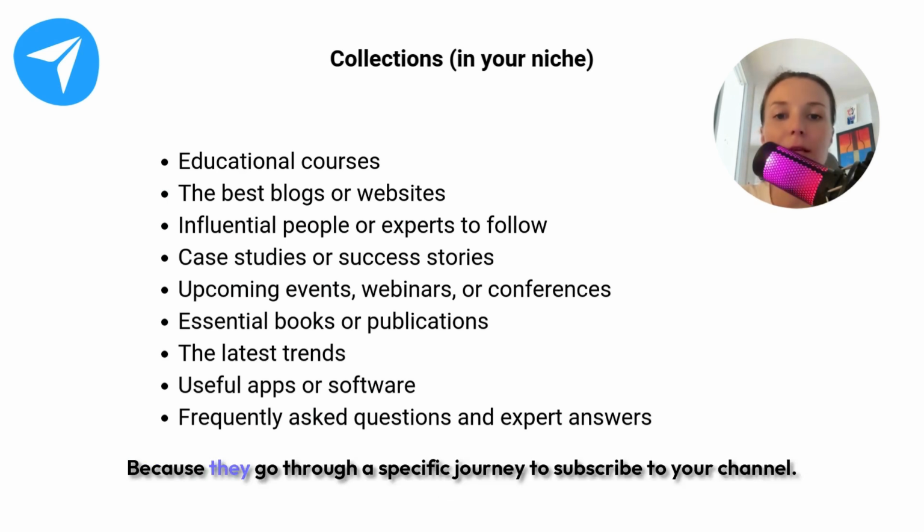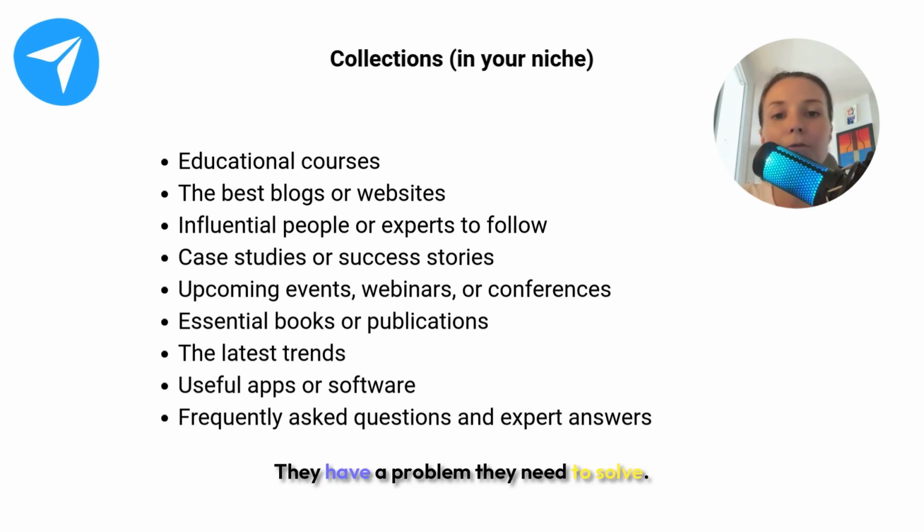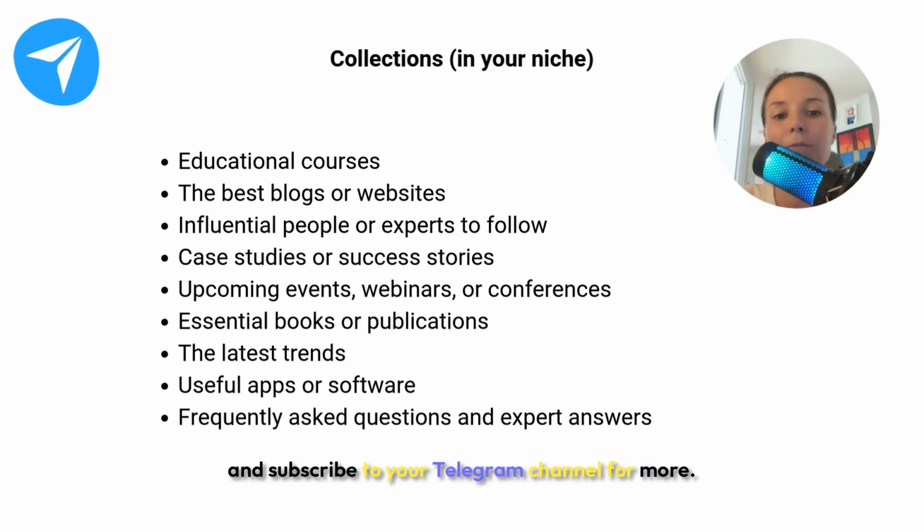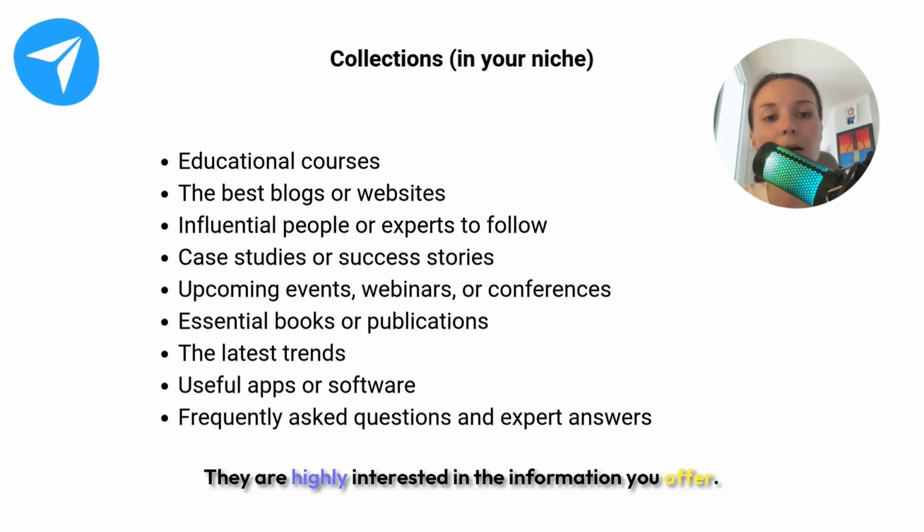Subscribers from articles are the highest quality, targeted and engaged subscribers. Why? Because they go through a specific journey to subscribe to your channel. They have a problem they need to solve, find your article, read it, realize you provide valuable information, and subscribe to your Telegram channel for more. They are highly interested in the information you offer.